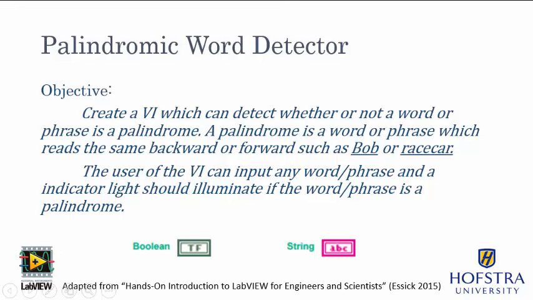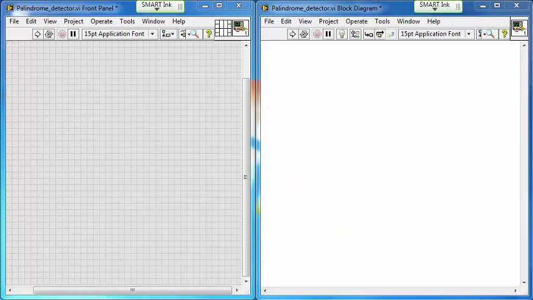To begin, let's recall that I want to have the user be able to input some sort of word or phrase, and then I want an indicator light to let me know whether or not that word or phrase is a palindrome. So I want user input of some sort of alphanumeric data. So I need a string.